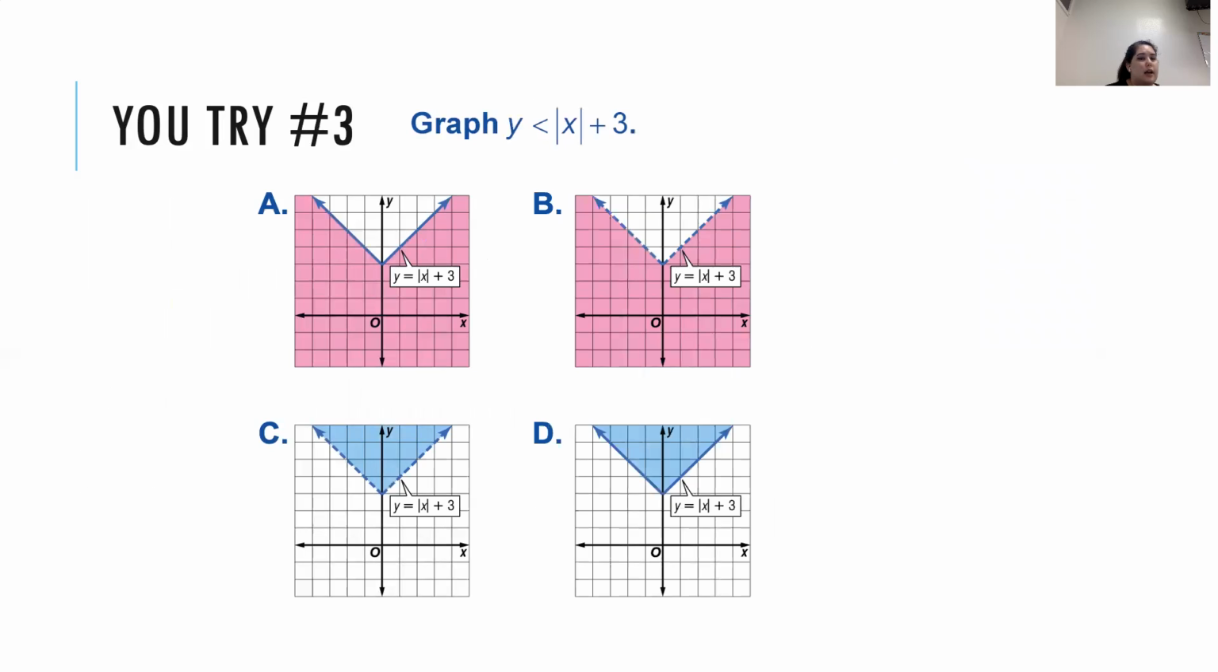And for our last You Try, we have graph y is less than the absolute value of x plus 3. So go ahead and try this one.